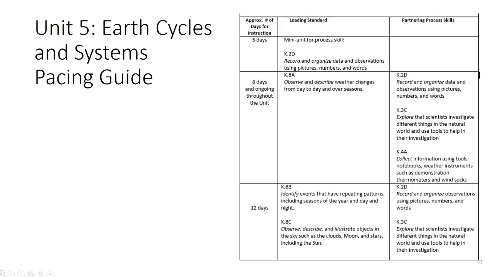So here's a screenshot of the pacing guide for the fourth 6 weeks, and you can see it's divided into 3 little mini units, starting off with a process skill, and it's K.2D. This 6 weeks, students are going to be doing lots and lots of observing and recording of observations as well as data. And so we want to take a few days at the beginning of the 6 weeks to practice that in several different ways. And we'll talk about that in just a few slides.